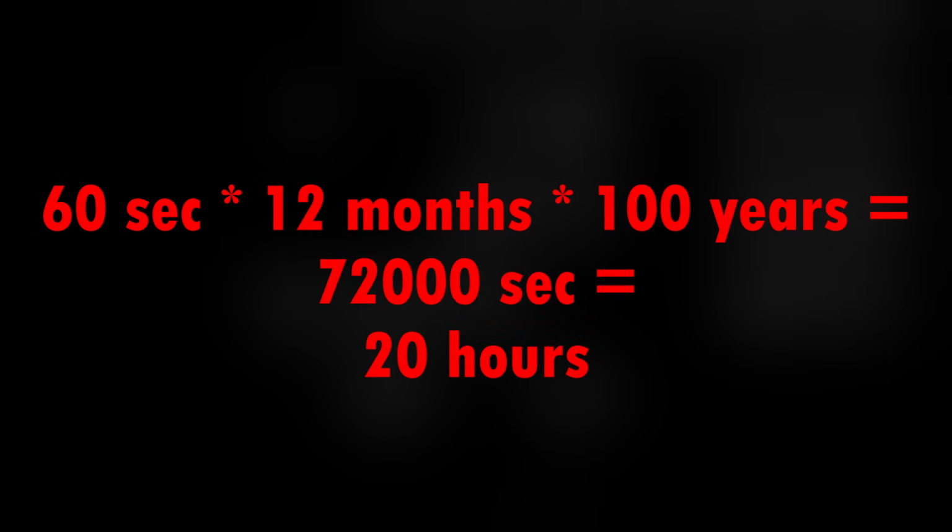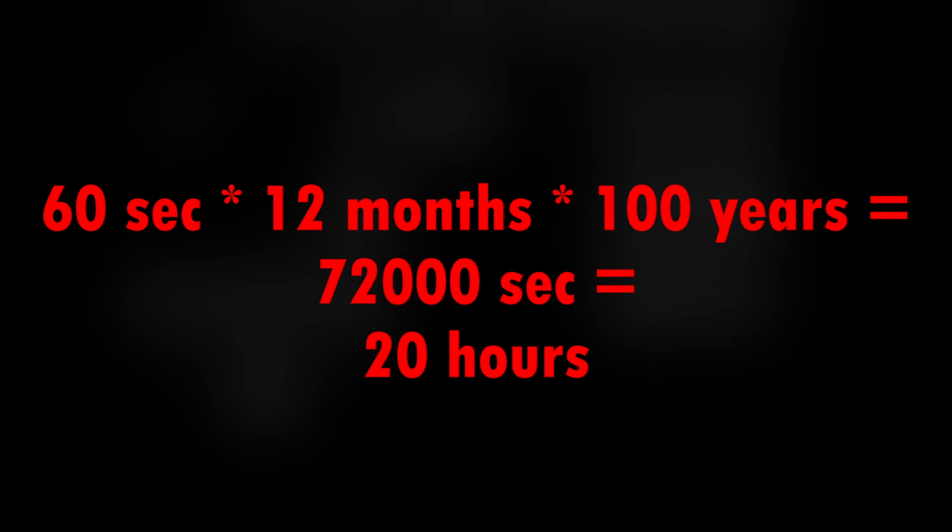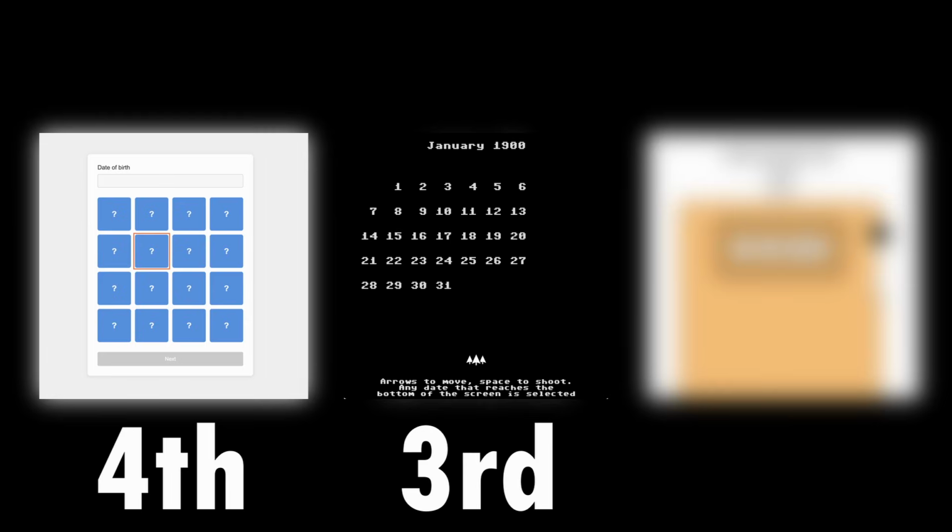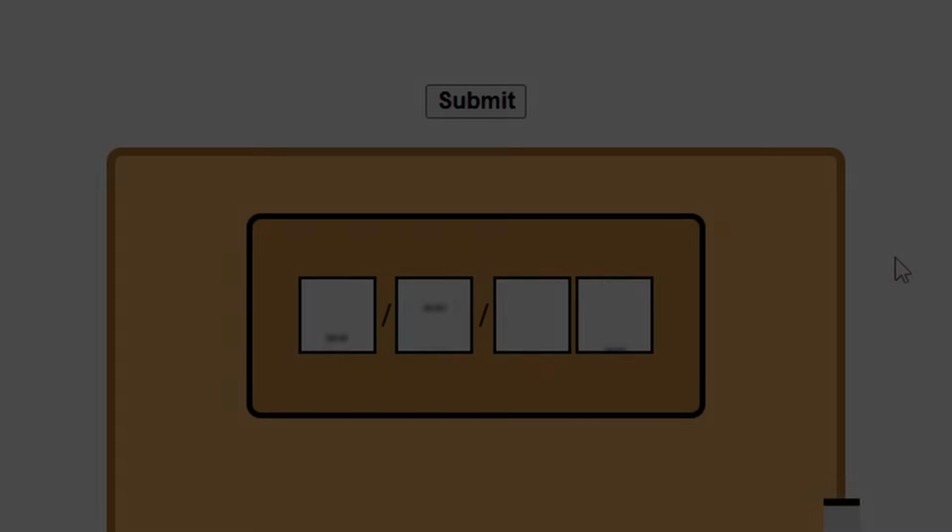It takes about 60 seconds to clear a level. You have to clear 12 levels to get through a year, and I have to get through 100 years to get to January 1st, 2000. That would be over 20 hours of non-stop play, and that's assuming I didn't die and have to start over, which puts this at the 3rd worst user experience.